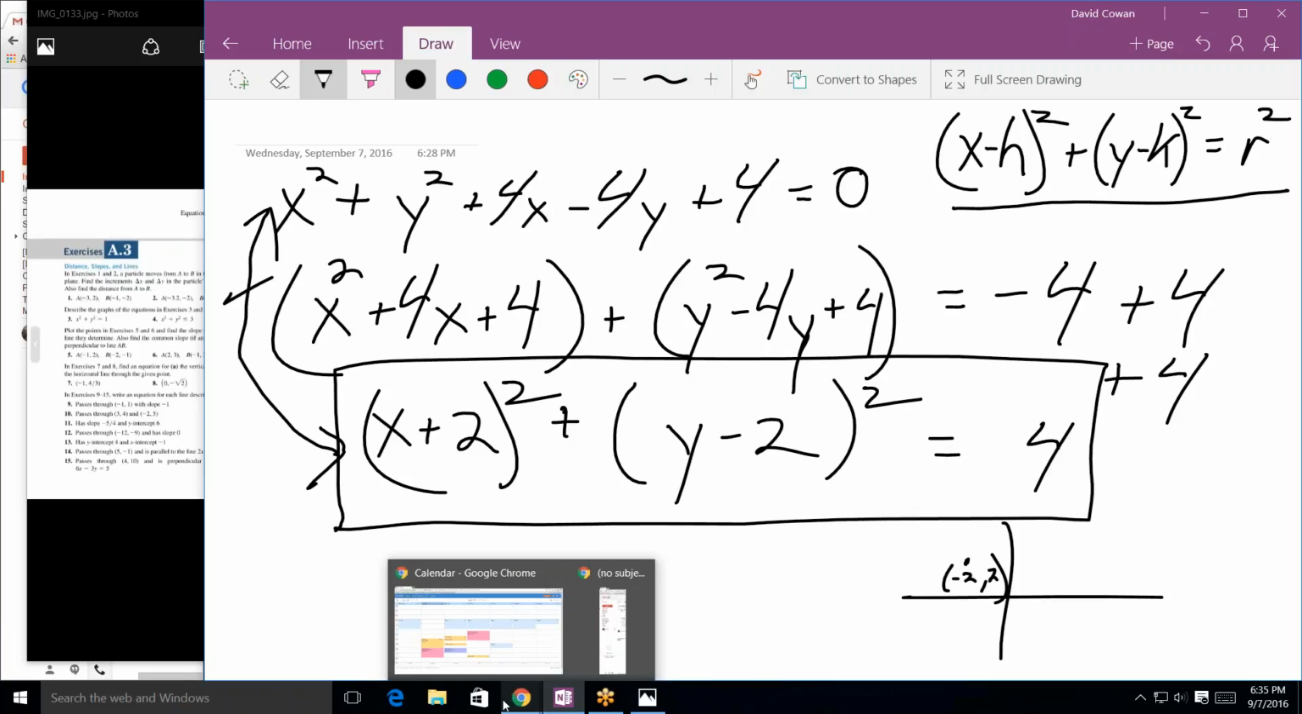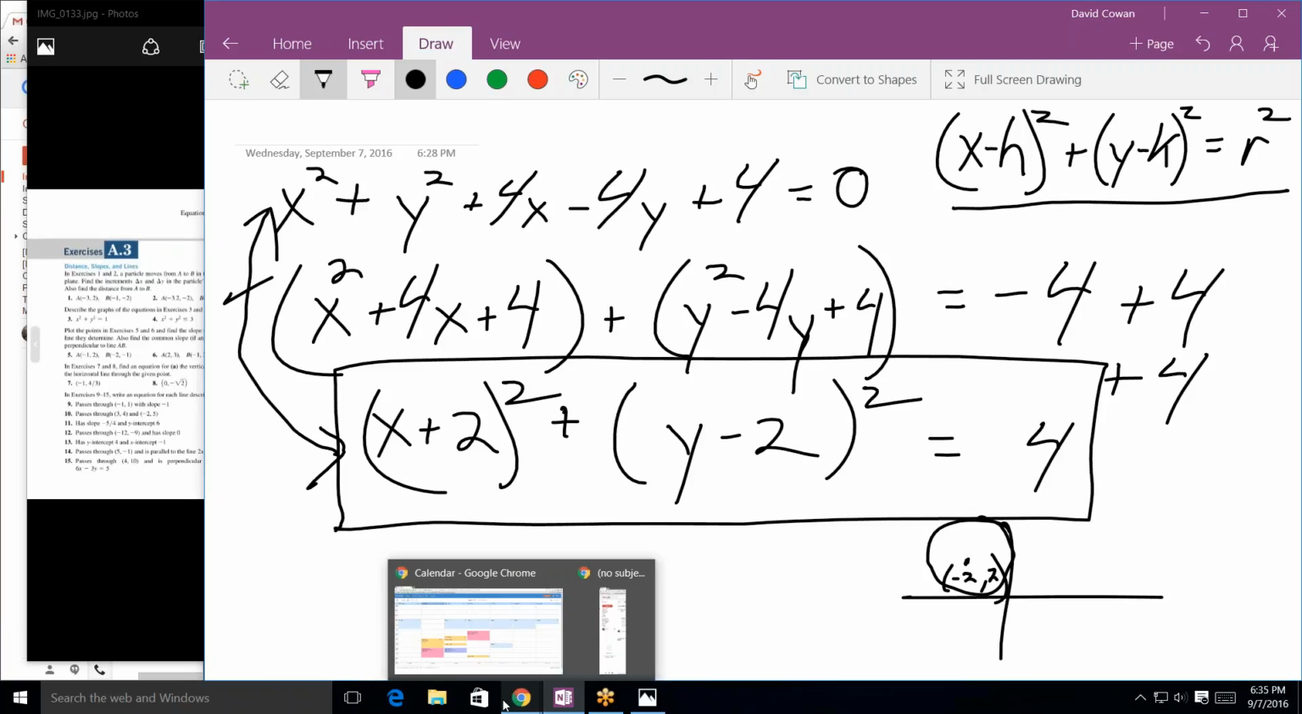What's the radius? 4? No, it's always the square root of that number, because it got squared. Two. And that gives me a circle that is perfectly tangent with both the y-axis and the x-axis.